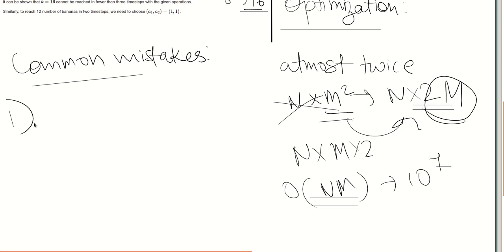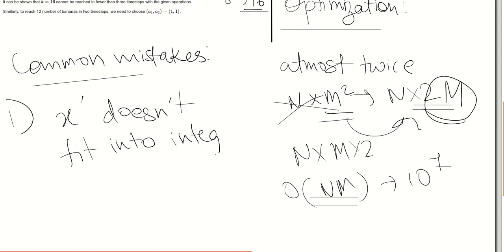The first very basic mistake is that this x bar does not fit into an integer value, so we have to take long. This is a very common mistake.